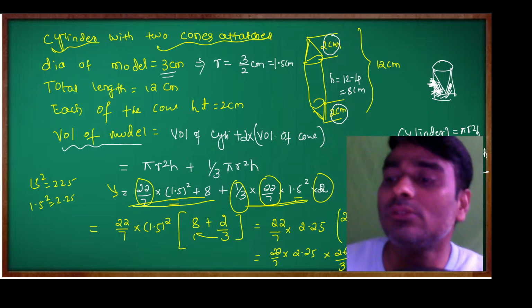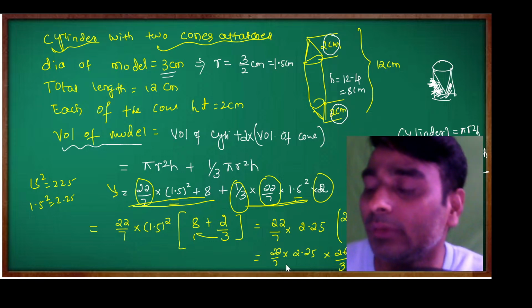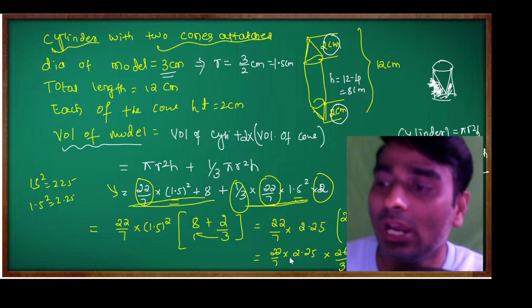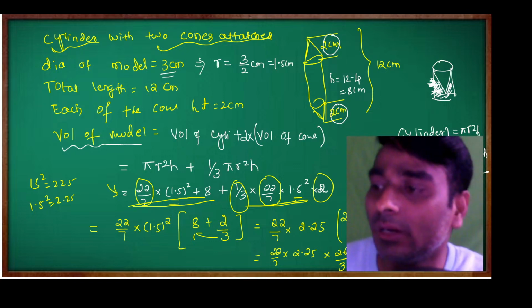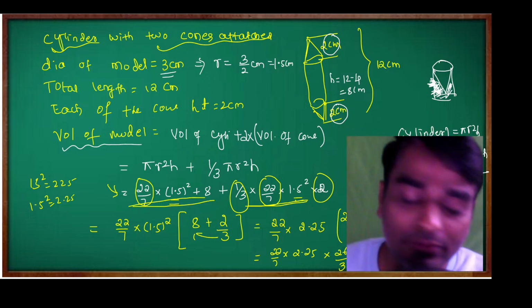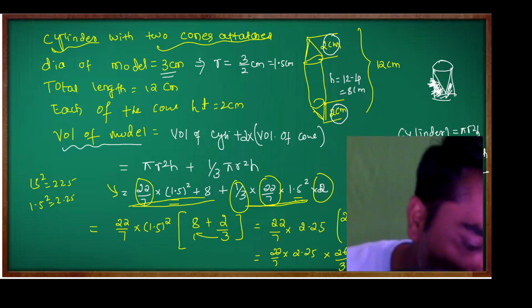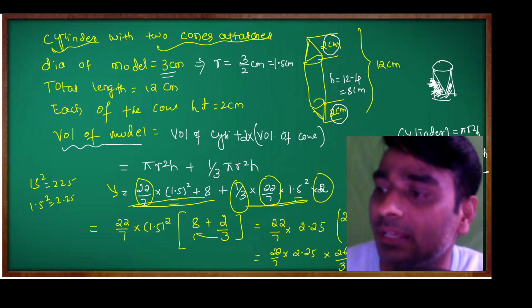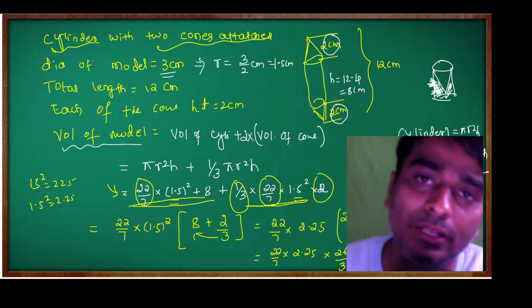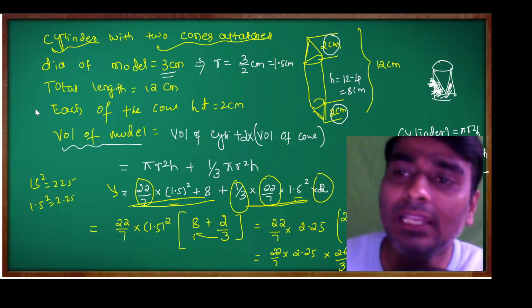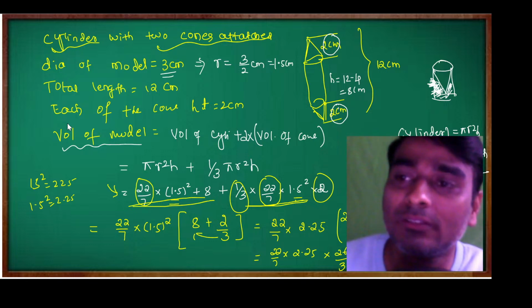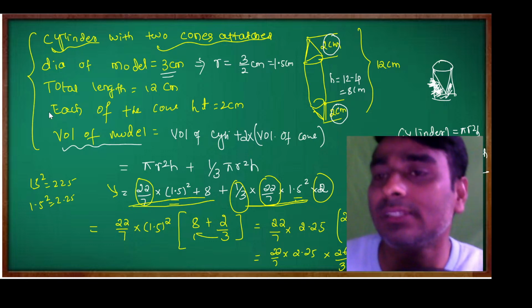So this whole thing, if you just calculate, multiply all the numerators, 22 into 2.25 into 26, then divide it by 21. If you simplify this, you will get an answer around 66 centimeter cube. Because they are asking a value 66 centimeter cube. So any question from volume, surface area, this is the way you will present it.